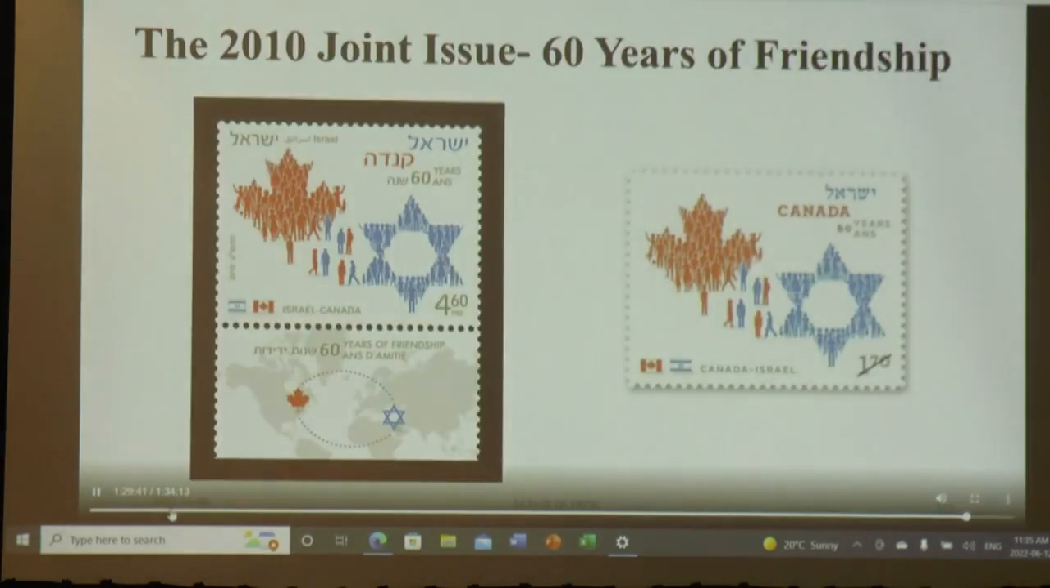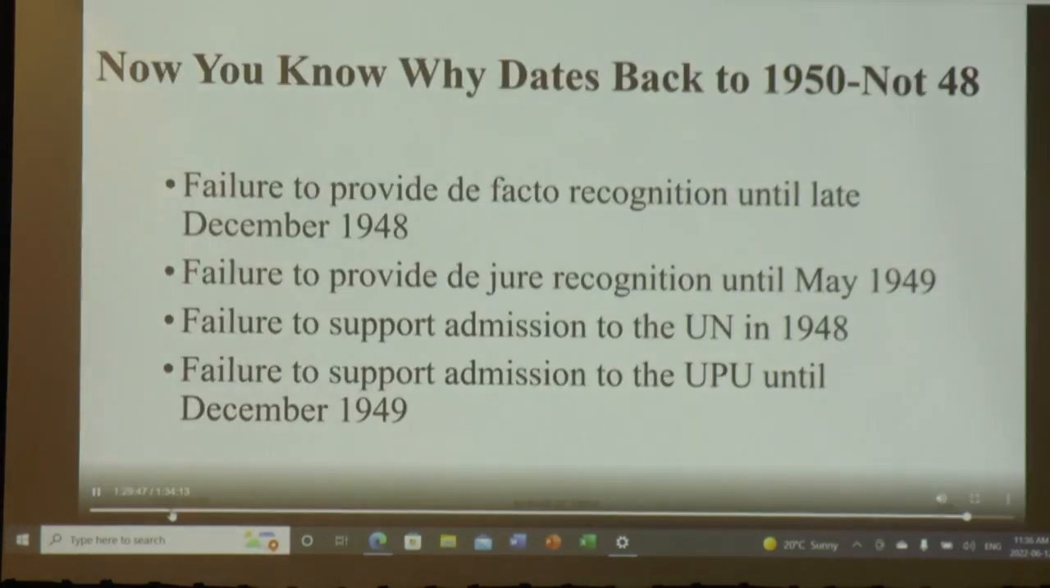And the last thing I want to point out is now you know why it's a 60-year anniversary for the friendship, because Canada really didn't support the Universal Postal Union or the UN until sometime mid to late 1949.